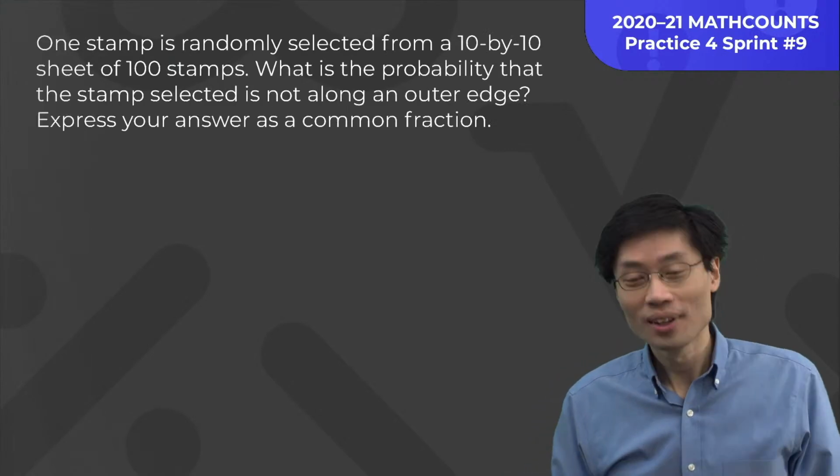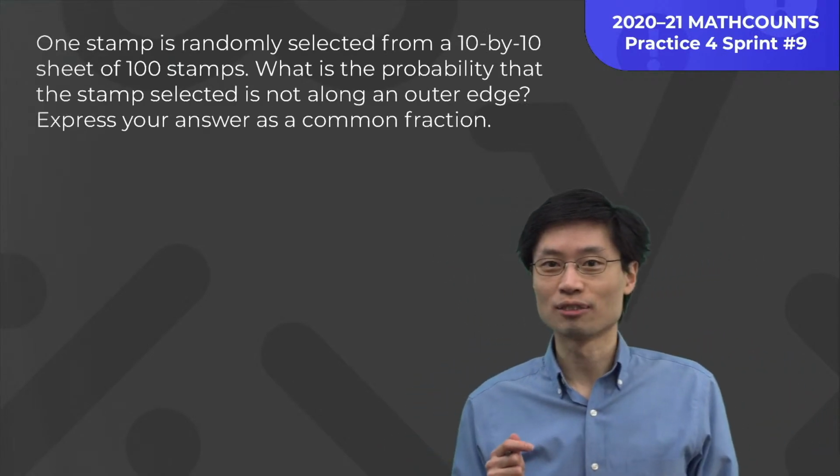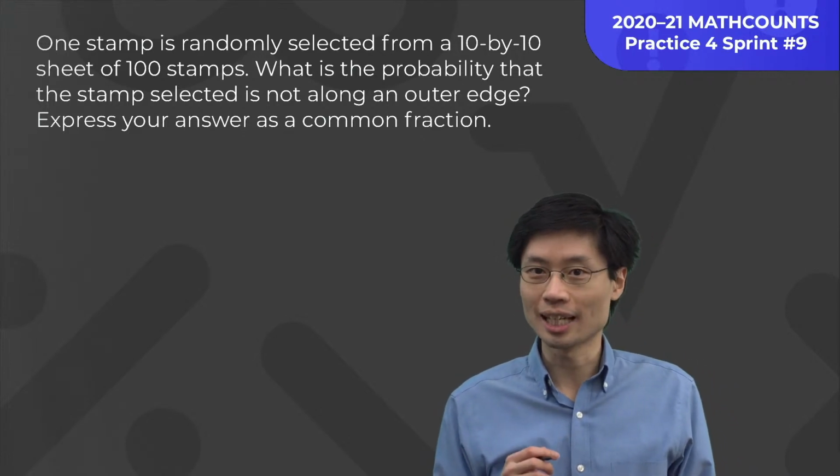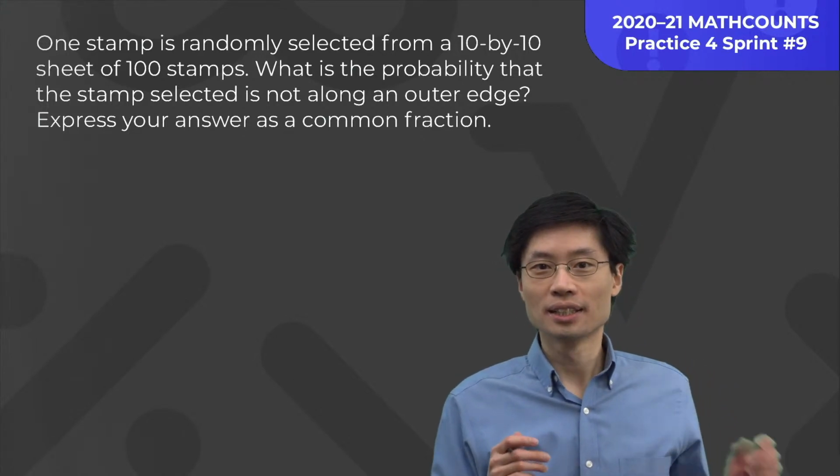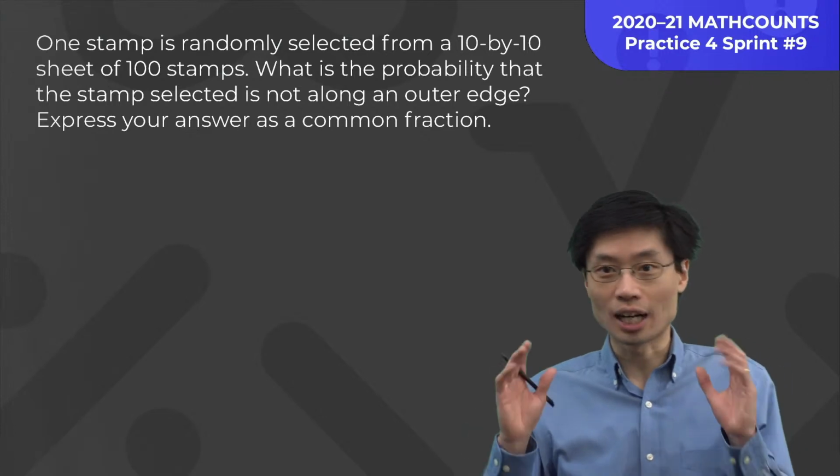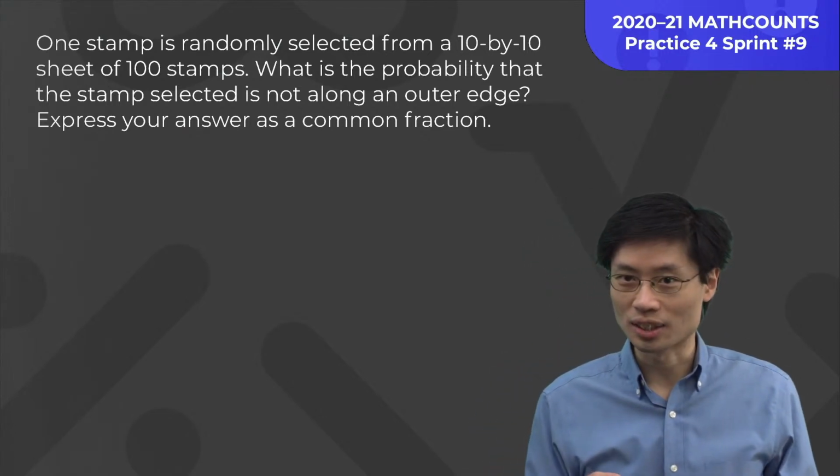Next. One stamp is randomly selected from a 10 by 10 sheet of 100 stamps. What is the probability that the stamp selected is not along an outer edge? Express your answer as a common fraction.